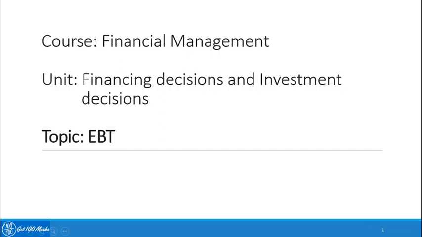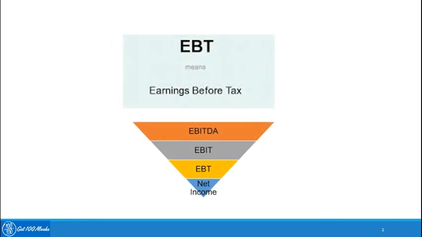After understanding EBIT, we come to the understanding of EBT. Now, if you again see the difference between EBIT and EBT, I has gone out of EBIT. So as I told you earlier, when we removed depreciation and amortization out of EBITDA, we arrived at EBIT. And when you remove interest out of EBIT, you arrive at something called EBT, which is earnings before tax.